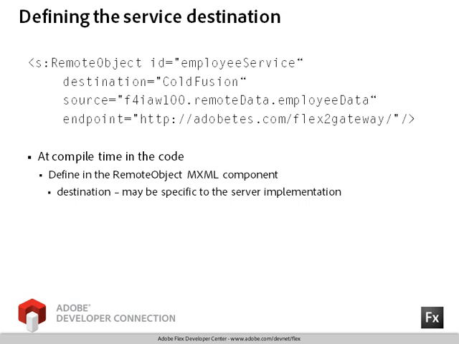For the previous example, the destination would be the Java class alias defined in the remoting-config.xml file on the server. Since this training relies on a ColdFusion server, you will set the destination to ColdFusion. This value is set in the remoting-config.xml file on that server.